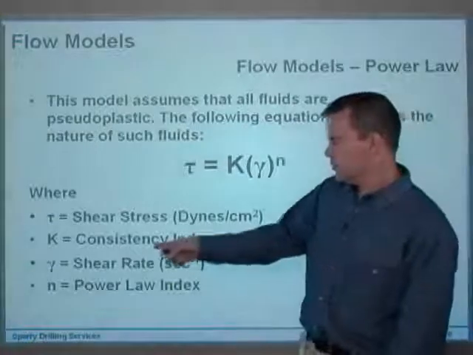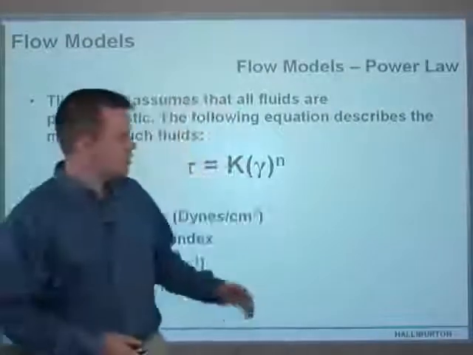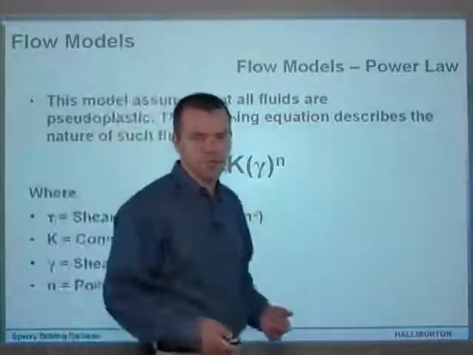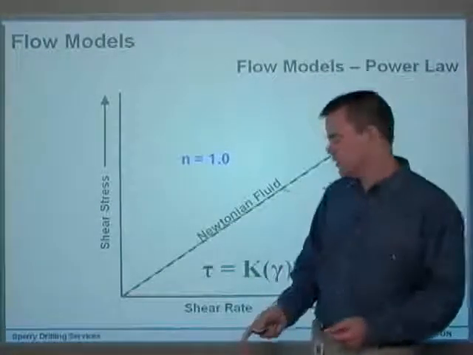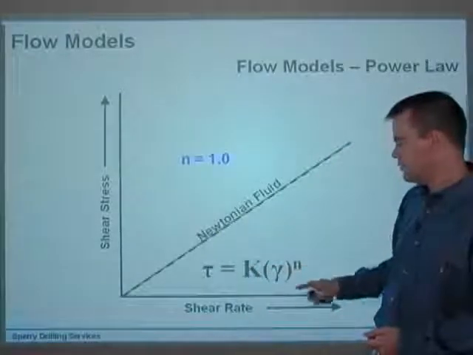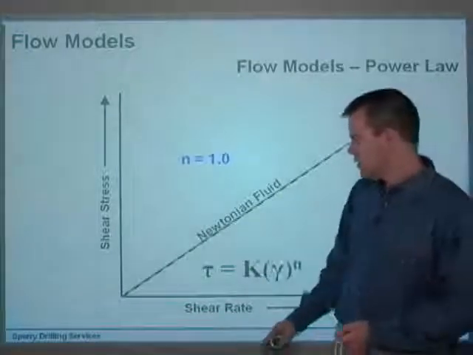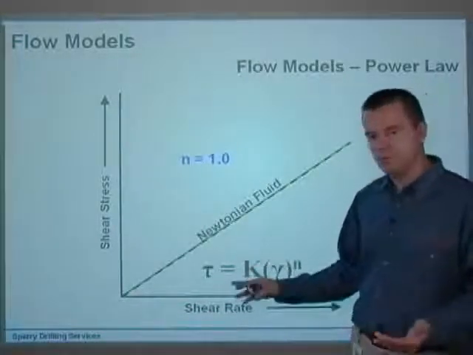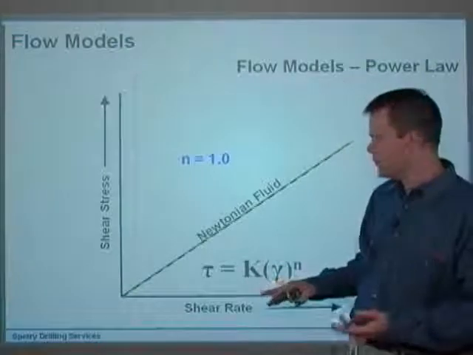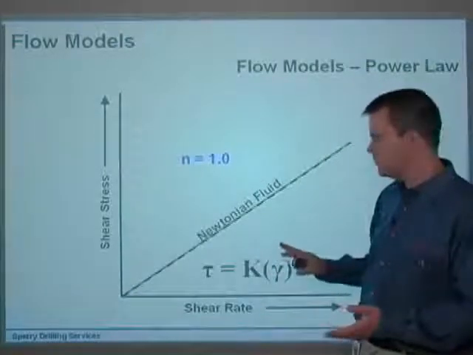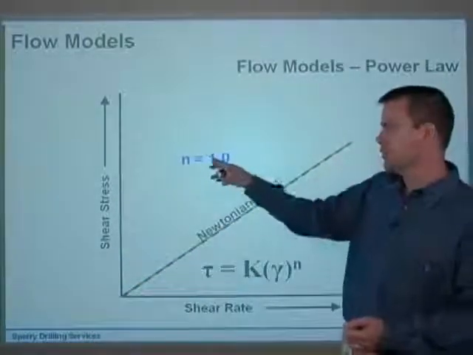And gamma is basically your shear rate in per seconds again, and n is the power law index. And n basically describes the degree of non-Newtonian behavior. I'll show you what that means on this following graph. If n equals 1, we've got tau equals k times gamma to the power of n. So gamma to the power of n is gamma to the power of 1, so it's just k times gamma. So k would be similar to mu in your Newtonian fluid equation, which is tau equals mu times gamma. So it's tau equals k times gamma, because n is 1, giving you a straight line through the origin. So it perfectly describes a Newtonian fluid when n equals 1.